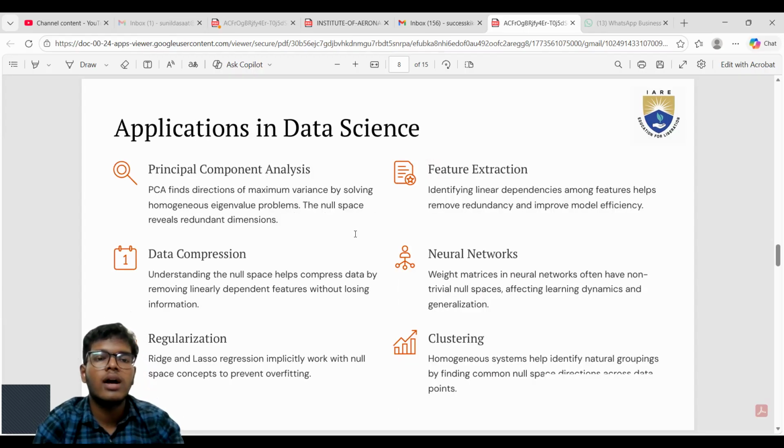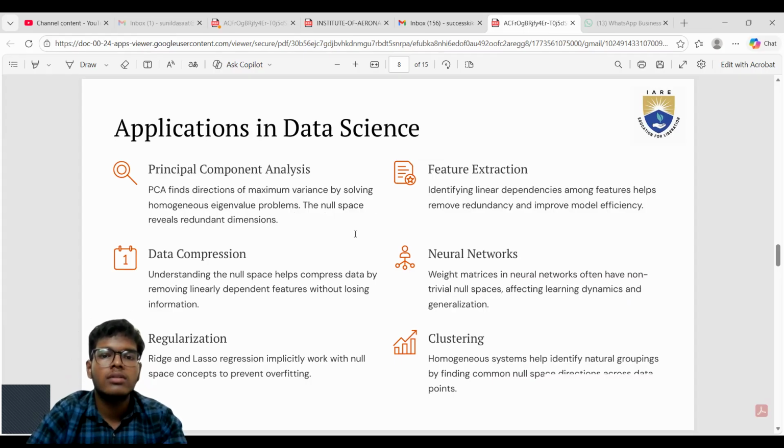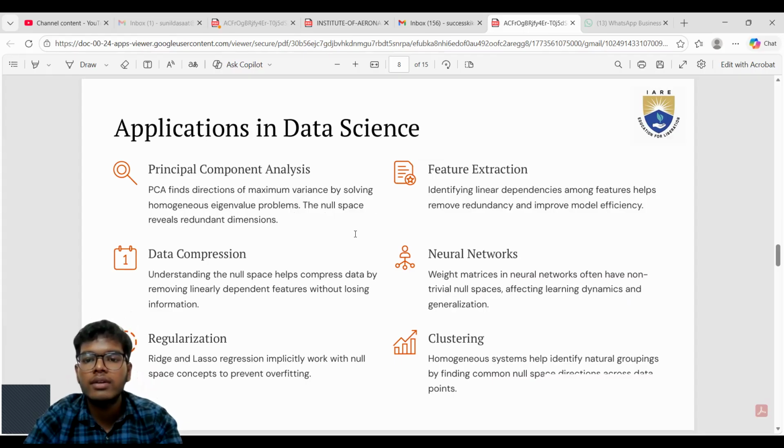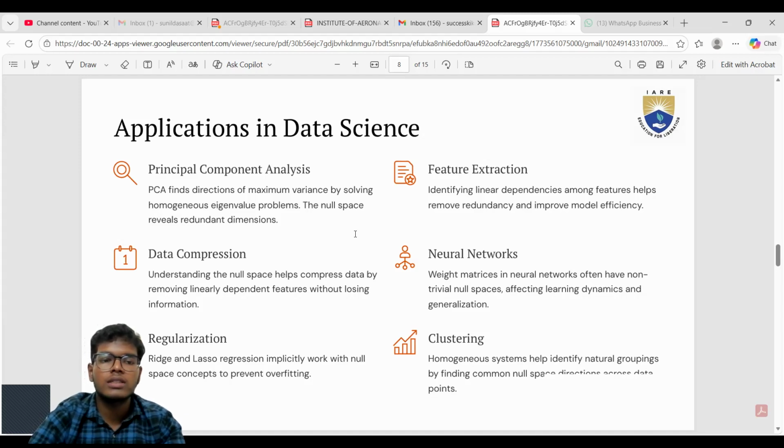Application in data science, principal component analysis. PCA finds the direction of maximum variance by solving a homogeneous eigenvalue problem. The null space reveals redundant dimensions. Feature extraction: identifying linear dependencies among features helps remove redundancies and improve model efficiency.